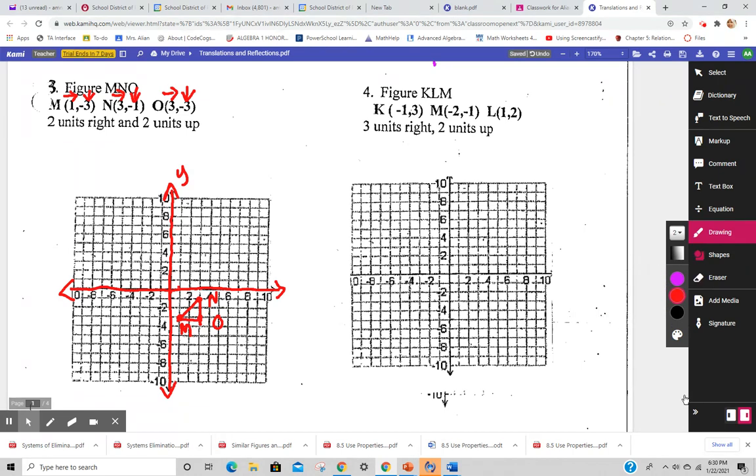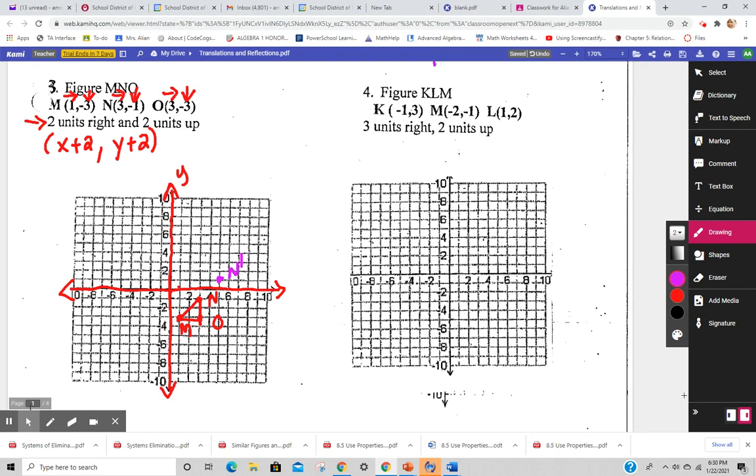All right, now let's go ahead and translate that. 2 units right and 2 units up is the same thing as saying x plus 2, y plus 2. All right, so let's do that. Let's start with N. 2 units right, 1, 2, and 2 units up, 1, 2. So this is N prime.